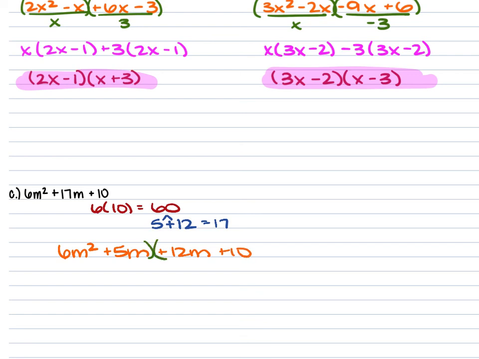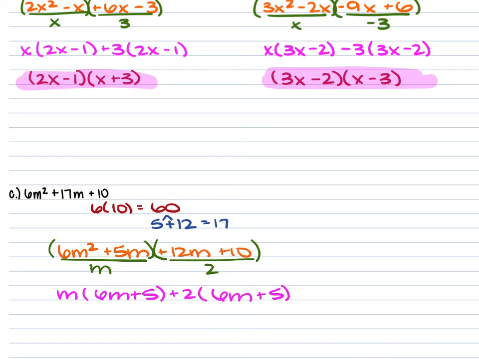Since we have the 4 terms, we're going to factor by grouping. We'll factor out an m from the first set. We'll factor out a 2 from the second. So this is m times 6m plus 5 plus 2 times 6m plus 5. Your two parentheses are the same, so this gives us 6m plus 5 times m plus 2.